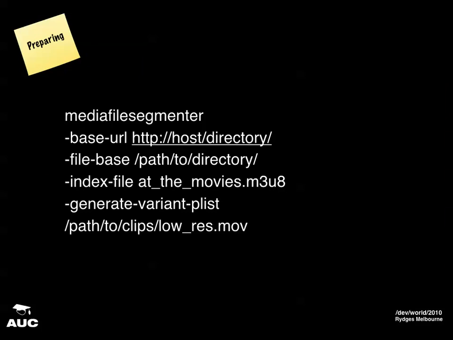Okay, and here, if you didn't manage to write it down before, are the arguments for the media file segmenter. So base URL, file base, the name of the index file. The generate variant playlist argument is just a single flag, and that's to generate a variant property list file that describes this variant, so that later on you can use the variant playlist creator tool to create a variant playlist for it.